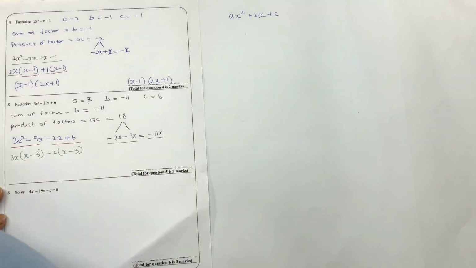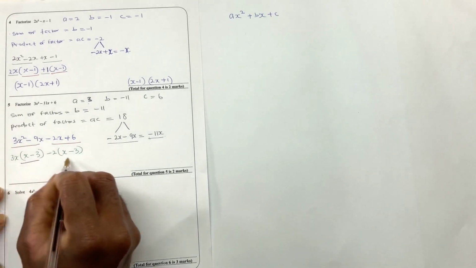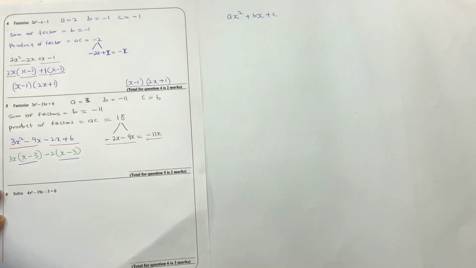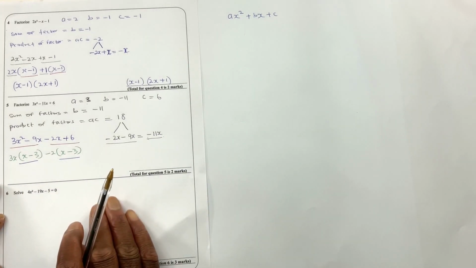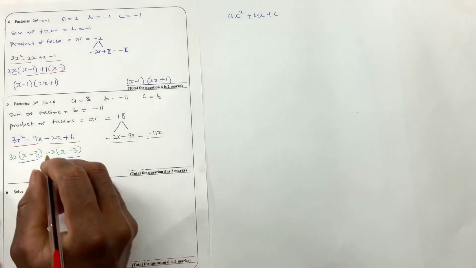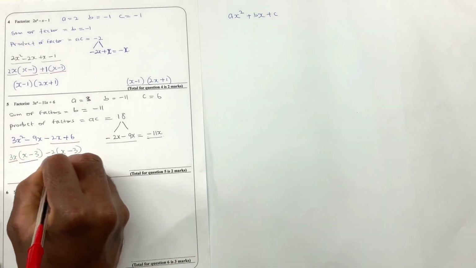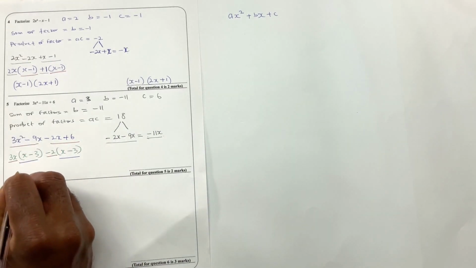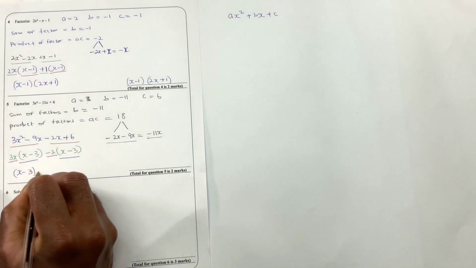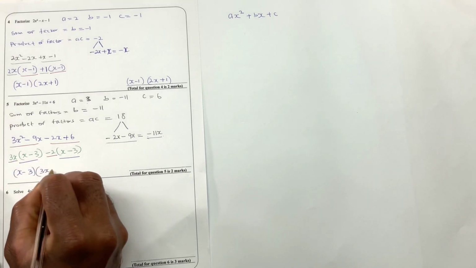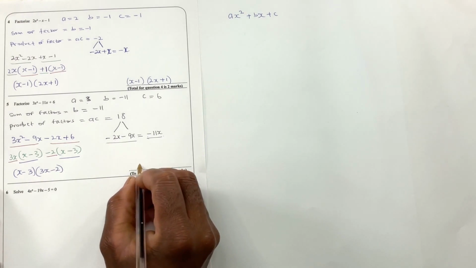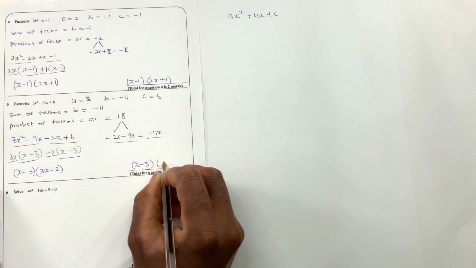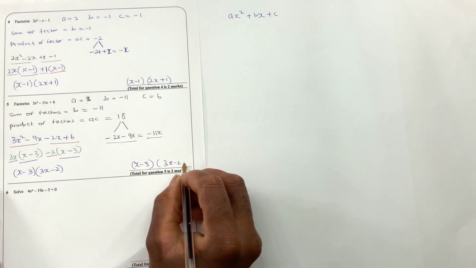Now there's a common factor here and here. If I take that factor out, I'll be left with 3x minus 2. So let's take this x minus 3 out. X minus 3, and I'm left with 3x minus 2. And so the solution, the factors, are x minus 3 and 3x minus 2.